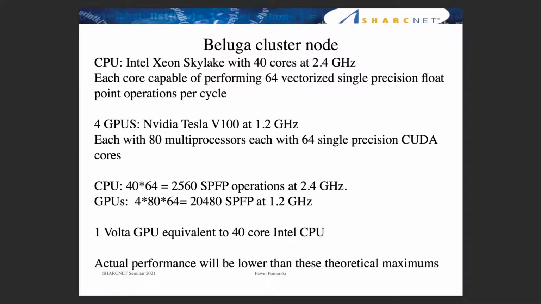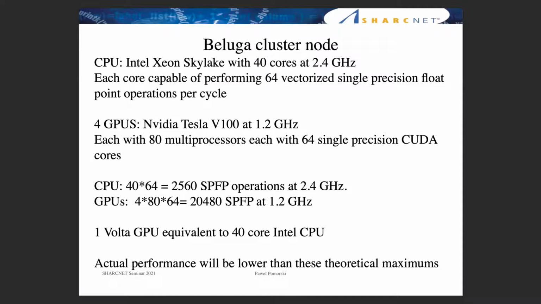But let me make this more concrete. So let's focus on a piece of hardware which I actually use to do all my timings and what I will show you in the rest of this seminar. Beluga is our newest cluster of GPU nodes, and it was turned on last year. It's about a year old at this point. Its nodes have an Intel Xeon Skylake CPU with 40 cores, which runs at 2.4 gigahertz.